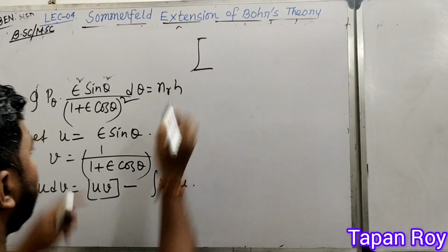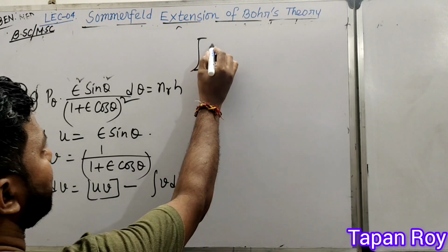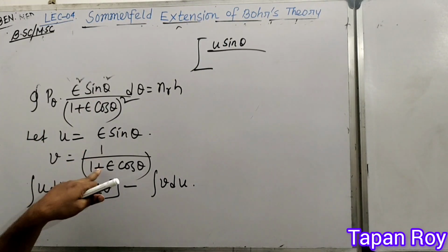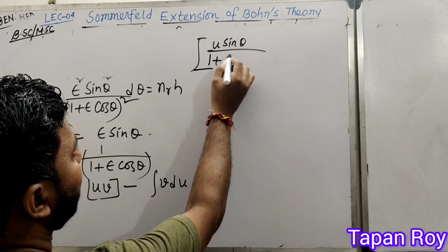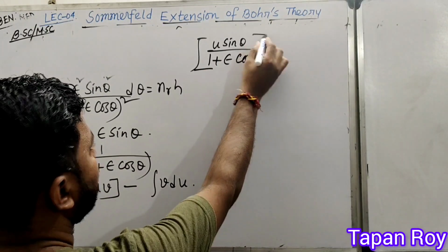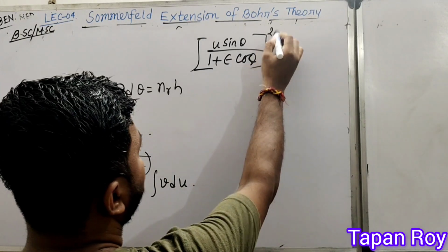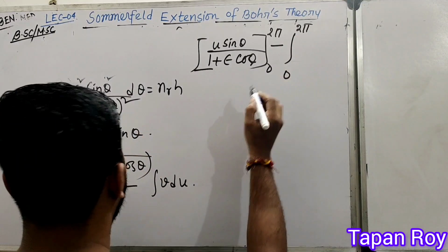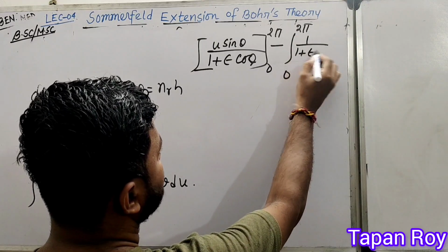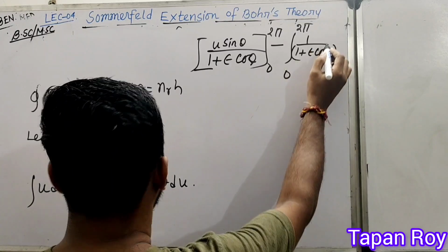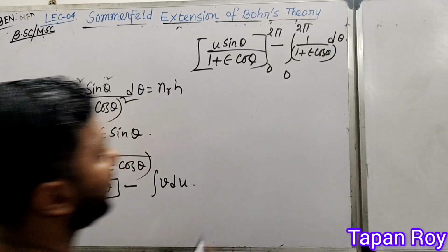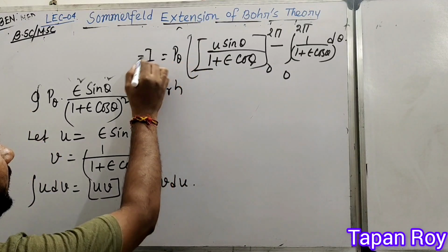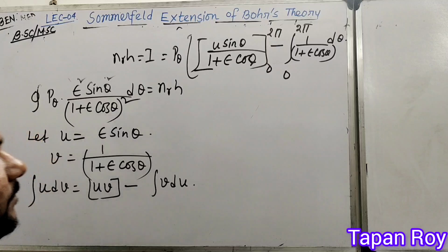uv. What is u? u means epsilon sin theta. What is v? v means 1 by 1 plus epsilon cos theta. So 1 by 1 plus epsilon cos theta, with limits 0 to 2 pi, minus closed integration from 0 to 2 pi of 1 by 1 plus epsilon cos theta d theta. Okay, so here also p theta, this integration I is equal to nr into h.